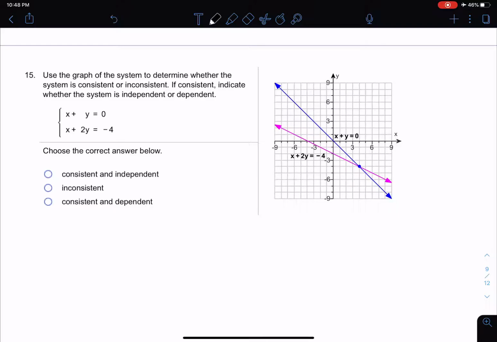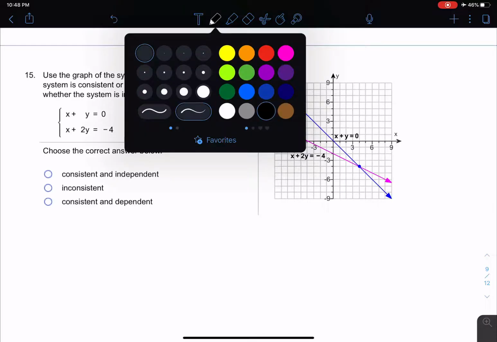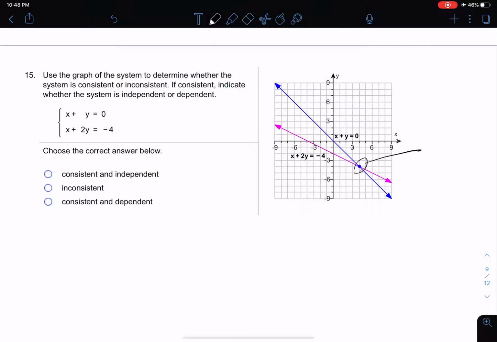Use the graph of the system to determine whether the system is consistent or inconsistent. If it's consistent, indicate whether the system is independent or dependent. All right, well, remember what I said. Consistent means that it has at least one or many solutions, right? And this definitely has a solution. You can see it right there. That's definitely a solution. So it must be consistent. So the answer is either this one, because it's consistent, it has a solution, or this one. This one, no way. Inconsistent would be two parallel lines, right? Inconsistent is no solution, so it's not that.